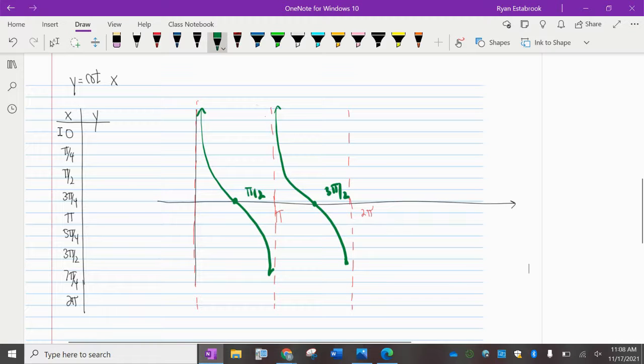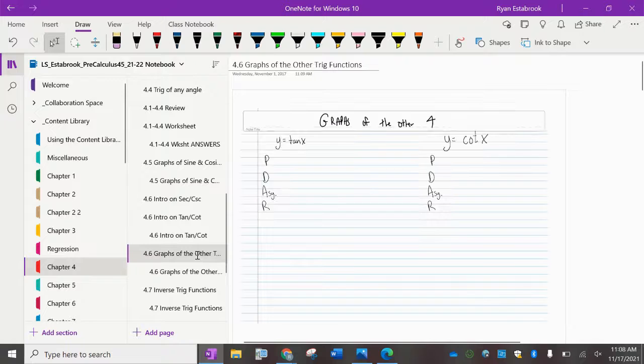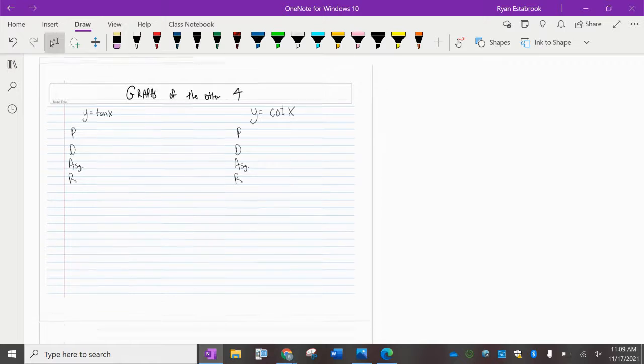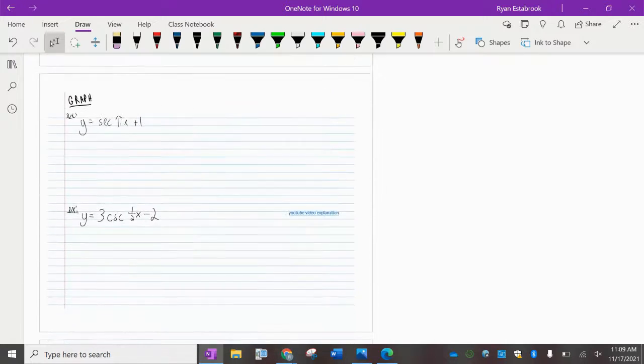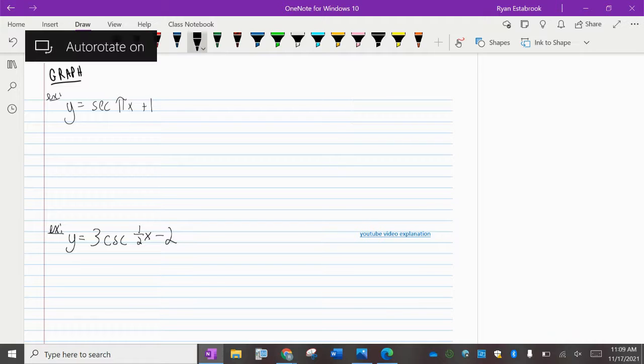Let's go back here. So those are our intros to those. Let's get into actual 4.6. I'm going to skip this stuff at the top for right now and go down to this first example. Our goal here is to graph y equals secant of pi x plus 1.